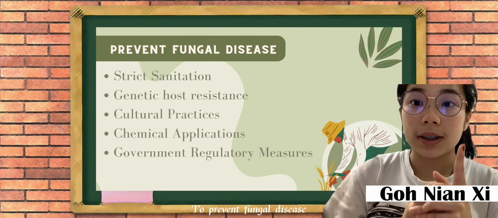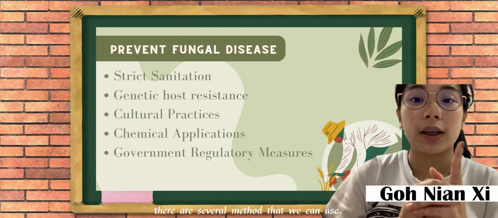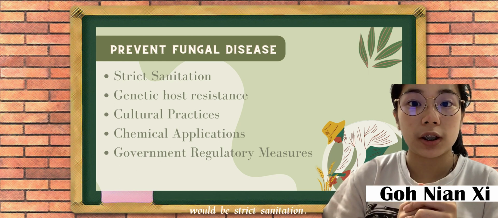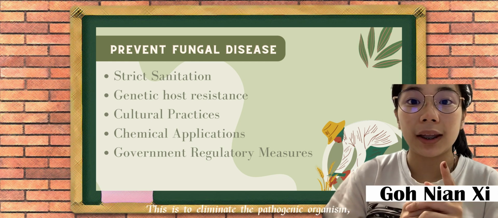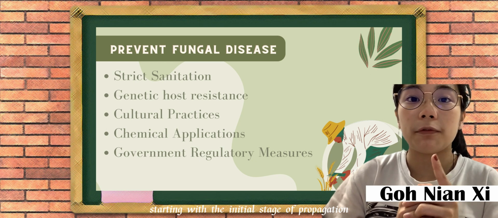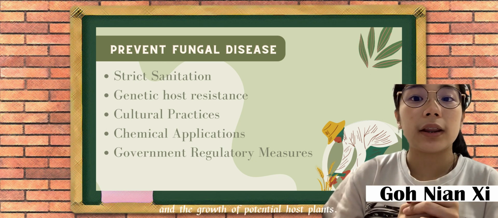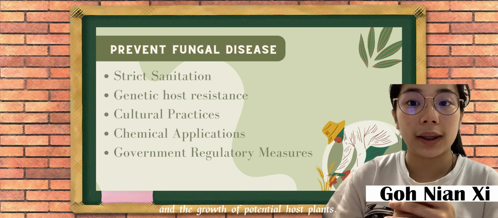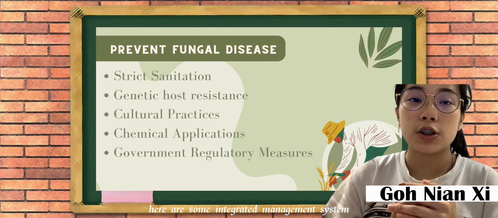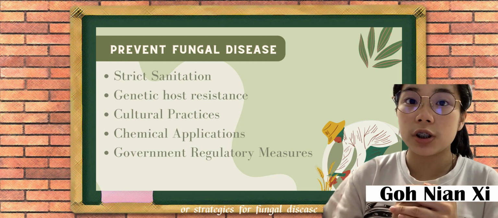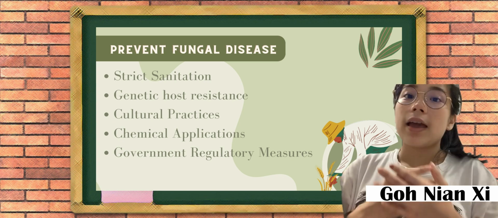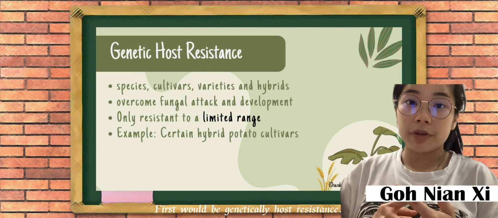To prevent fungal disease, there are several methods that we can use. One of the most satisfactory methods would be strict sanitation. It is to eliminate the pathogenic organism, starting with the initial stage of propagation and the growth of potential host plants. Other than strict sanitation, here are some integrated management strategies for fungal disease, which include the following. First would be genetic host resistance.